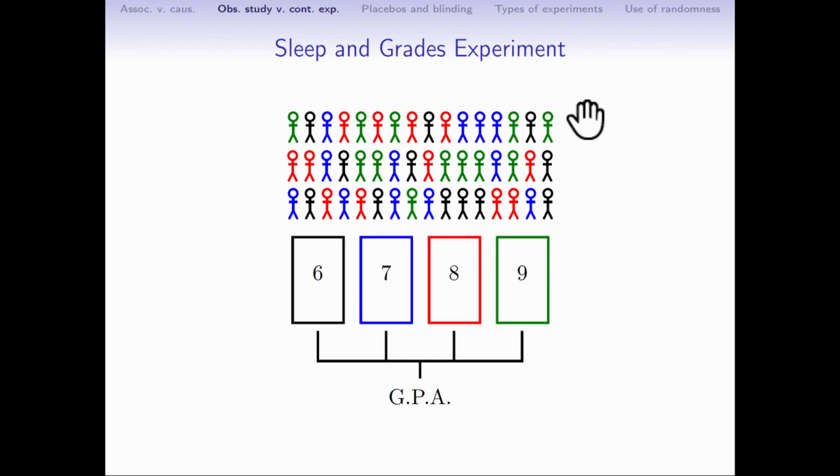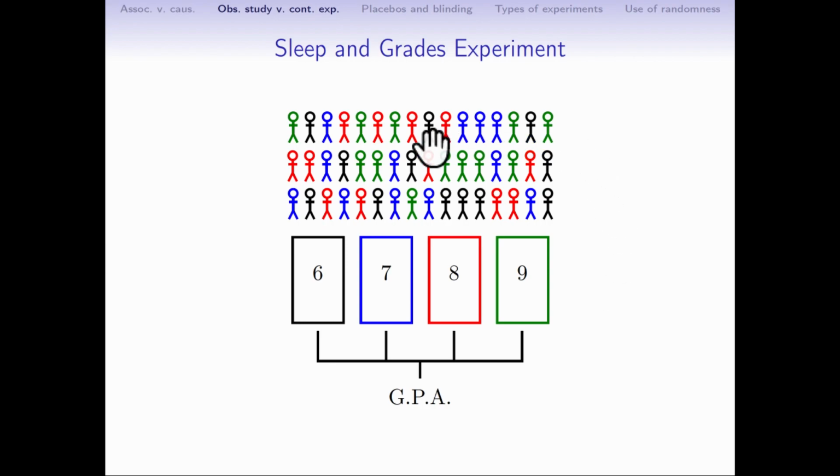And then we have to take our group of children and randomly allocate them to these groups. All right. Now, why are we randomly allocating the children to these groups? Well, we're acknowledging ahead of time that there might be lots and lots of different variables that go into a child's grade point average. We think that sleep is one of them, but not the only one.